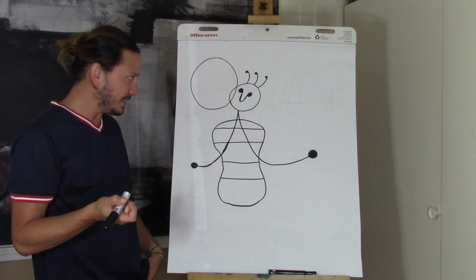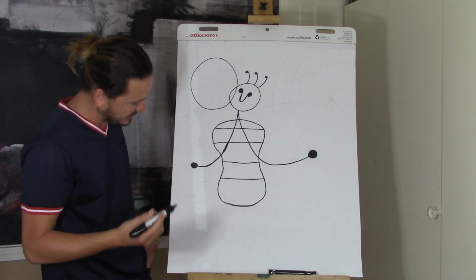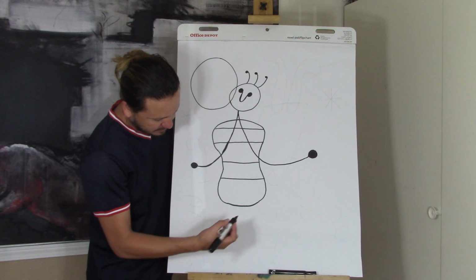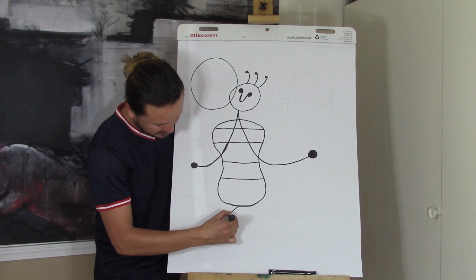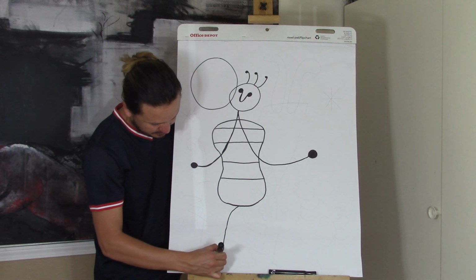Alright, so now he needs legs, right? Or she, I don't know what this person is. So you start from the bottom of this shape and you just bring 2 lines down, and once again you end it with a circle.